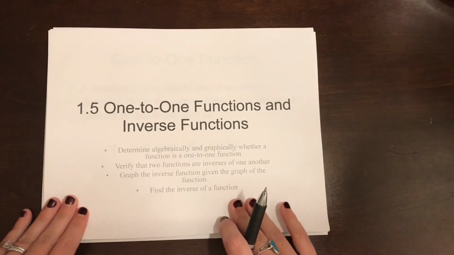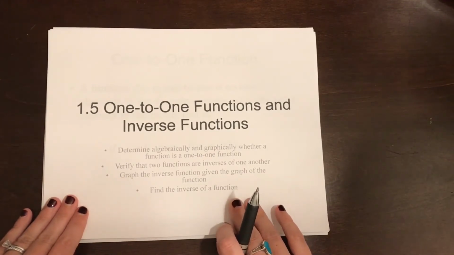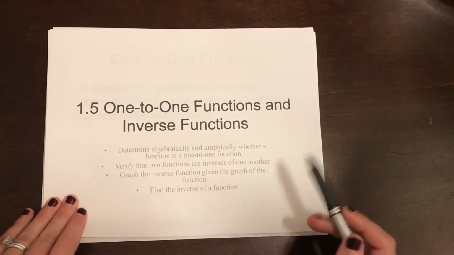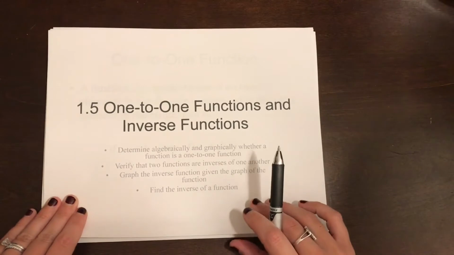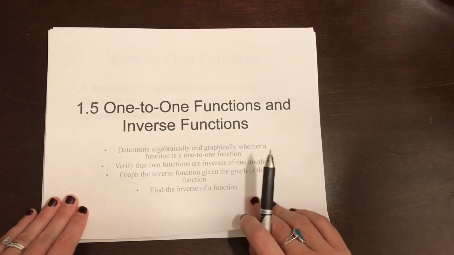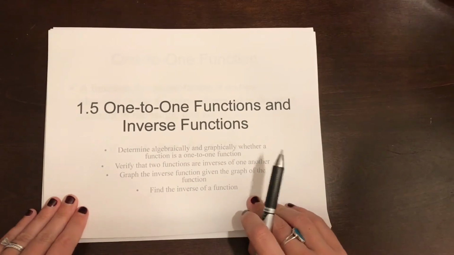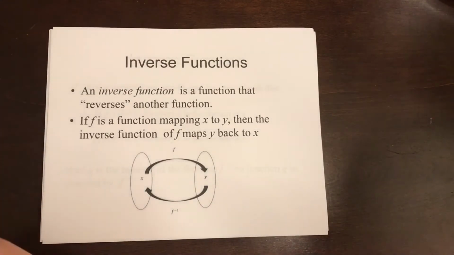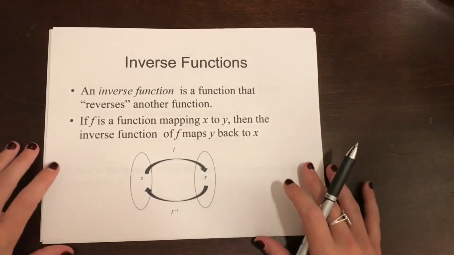In both classes we got through talking about one-to-one functions, so determining algebraically and graphically whether or not a function is one-to-one. Remember, graphically it needs to pass the horizontal line test. In one of the classes I got a little bit farther than the other, but that's okay. I'm just going to start from inverse functions, okay?